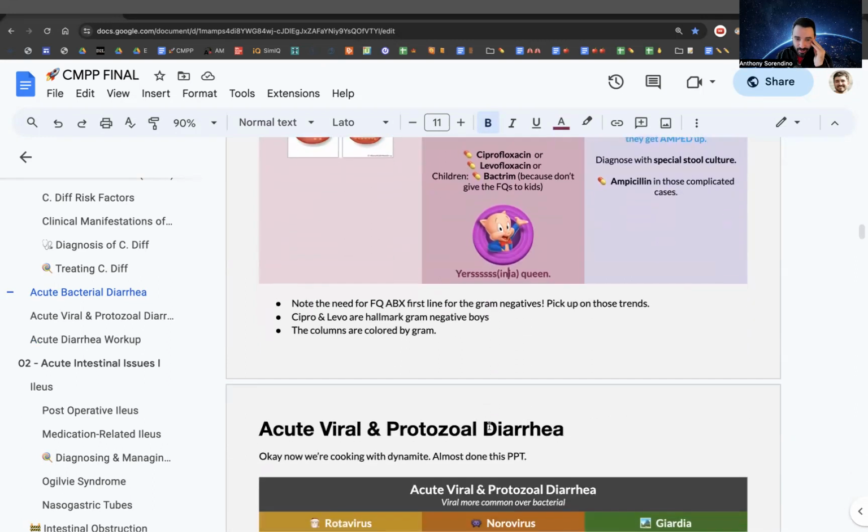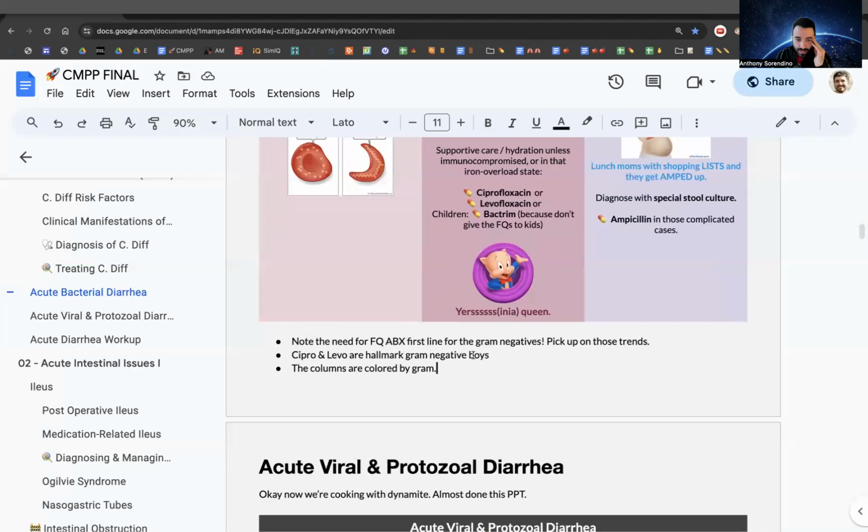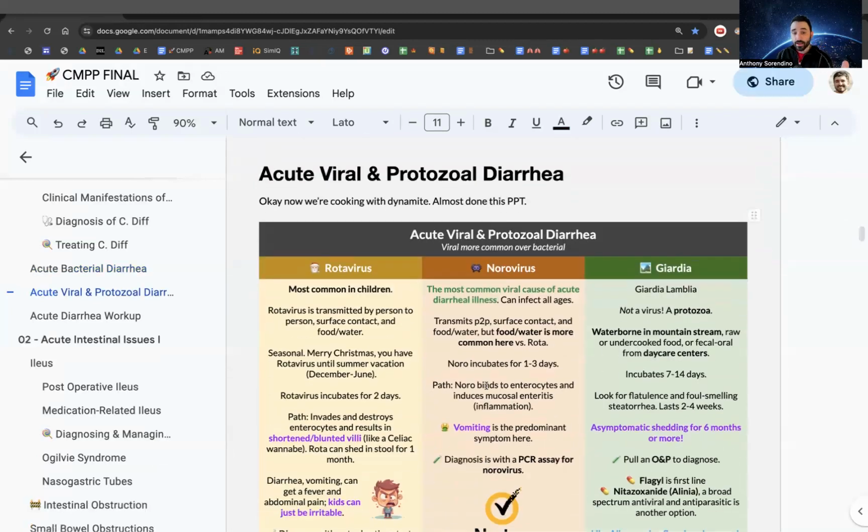So there you go. Note the need for fluoroquinolone for our gram negatives. Cipro and Levo are the hallmark, gram negatives are going to be great. And then the columns are colored by gram. There you go. Okay, here's the other matrix.